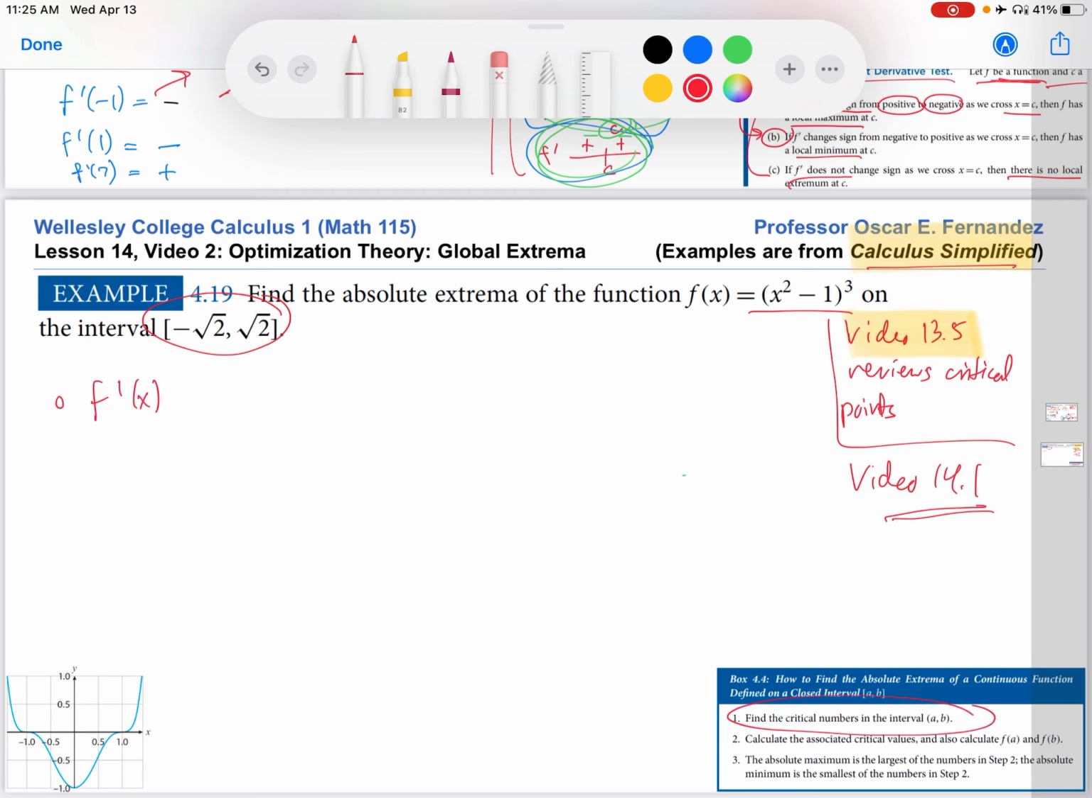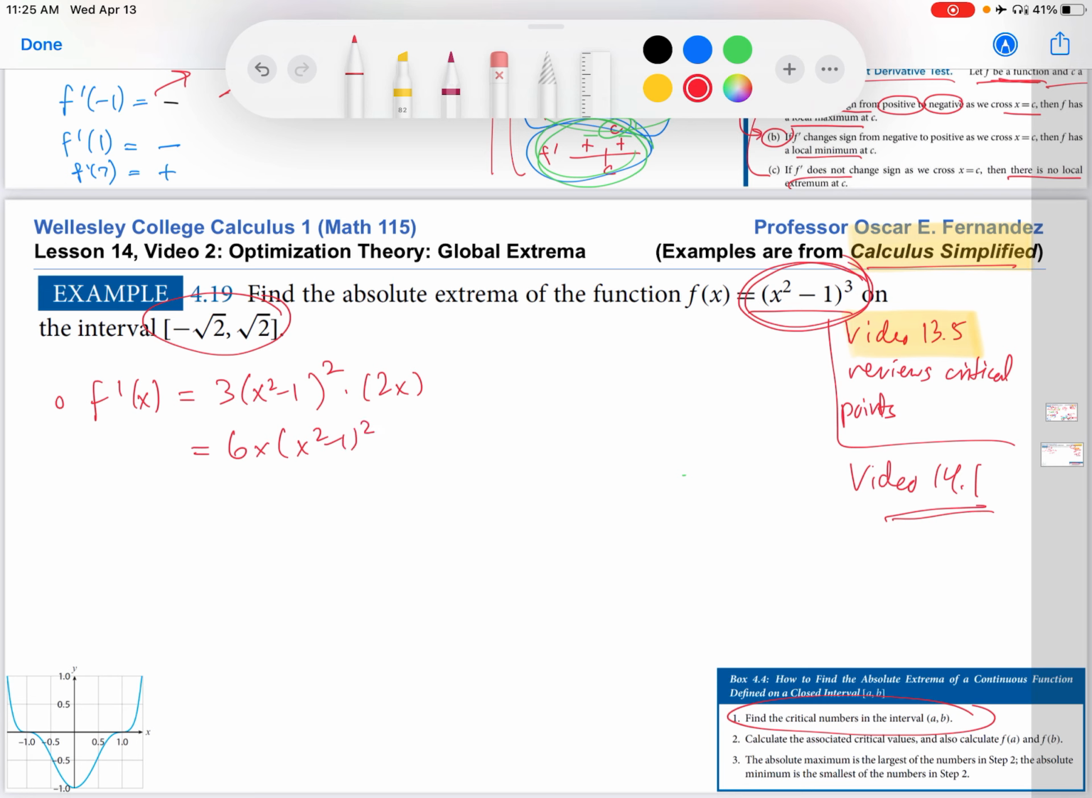I need to take the derivative of this function. You could multiply this out, but it would take a pretty long time. No need to do that. We can differentiate it as a composite function using the chain rule. The derivative of the outside, that's something cubed, so the derivative is 3x squared, evaluated at the inside, times the derivative of the inside, 2x. That is our f prime. Then I can simplify that a little bit. I get 6x times x squared minus 1 squared.